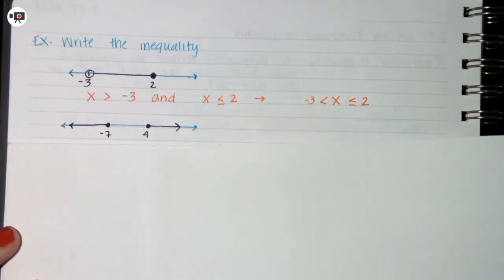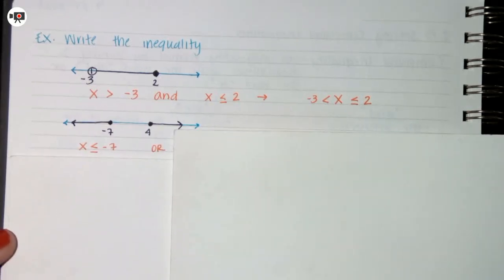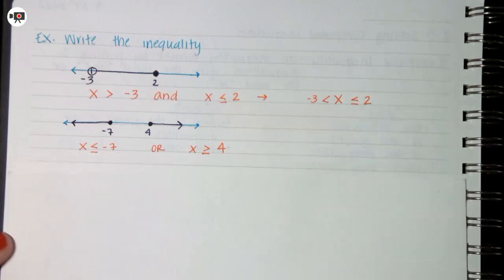And now we would have x is less than or equal to -7 or x is greater than 4. And we're going to leave those separate.